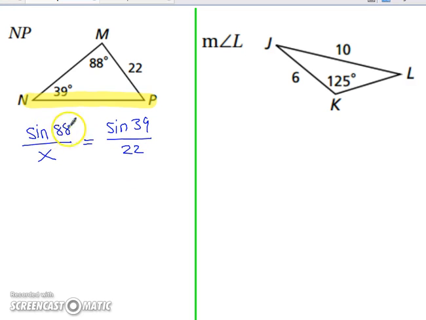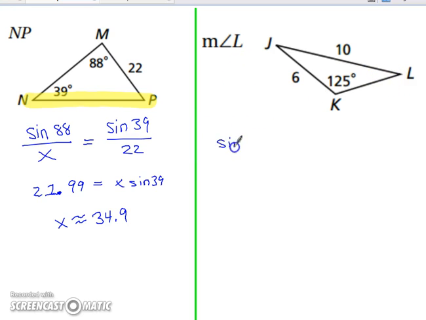We can cross multiply, so the sine of 88 times 22 is 21.99, and that equals our x times the sine of 39. To solve for x, we're going to divide by the sine of 39. And we end up with x is about equal to 34.9. So NP is 34.9. Let's look at the measure of angle L.